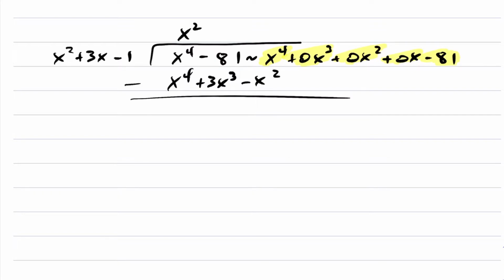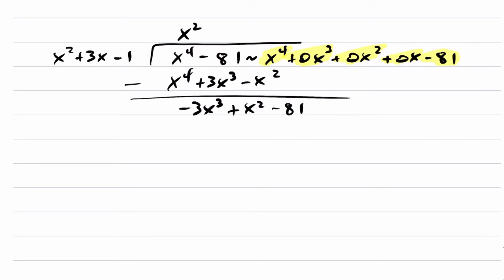So in this case here, we want to take x to the 4th minus x to the 4th is 0. 0x cubed minus 3x cubed is negative 3x cubed. Continuing on, we have 0x squared minus negative x squared becomes positive x squared. Then we have here 0x minus, again, there should be a 0x here, so we don't have to write anything down. And then lastly, negative 81 minus no coefficient will leave us with negative 81.